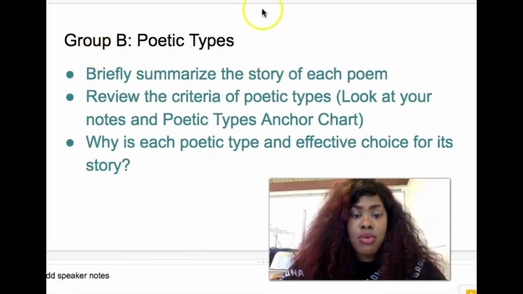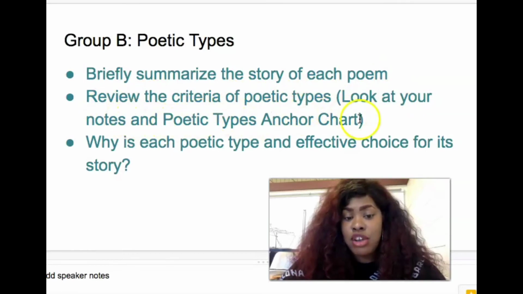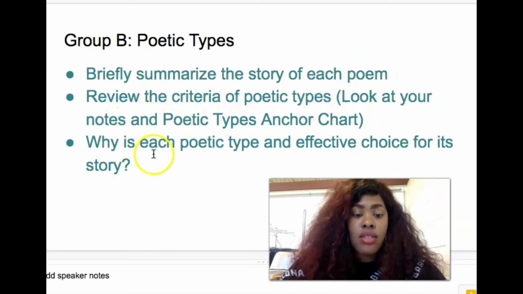For group B, poetic types, we are going to briefly summarize the story of each poem, and then we are going to review the criteria of our poetic types. I would look back at your notes and your poetic types anchor chart. Then we are going to answer the question, why is each poetic type an effective choice for its story?